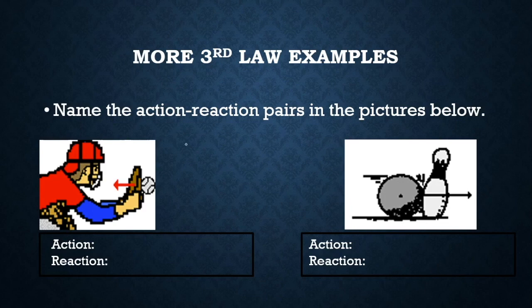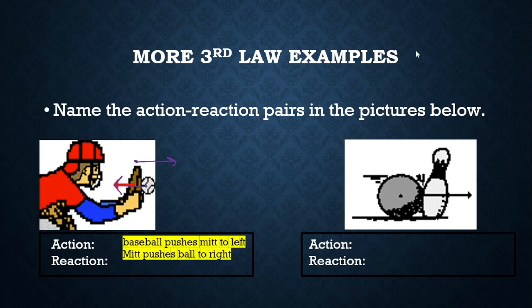On the left side, we have a baseball player with a mitt and a ball. I see that a ball is pushing this mitt to the left. So my action force is going to be ball pushes mitt to the left. My reaction force is just the opposite. The mitt is pushing the ball to the right. Look at our example to the right now. Again, we have a ball pushing a pin to the right. And then we have the pin pushing back on the ball to the left.